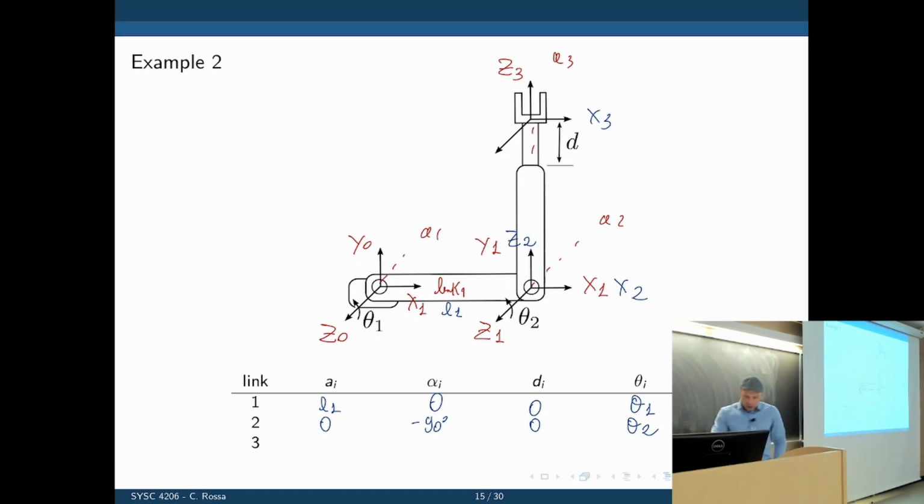And now let's go to the next one. Let's look at the angles. Next one is the third frame with respect to the second frame. They are not rotated, are they? At all. They cannot rotate with respect to one another. They can only translate. So we can say that theta 3 and alpha 3 are both 0.